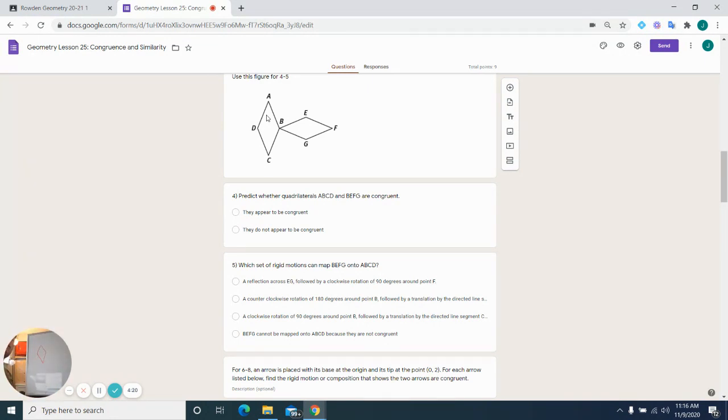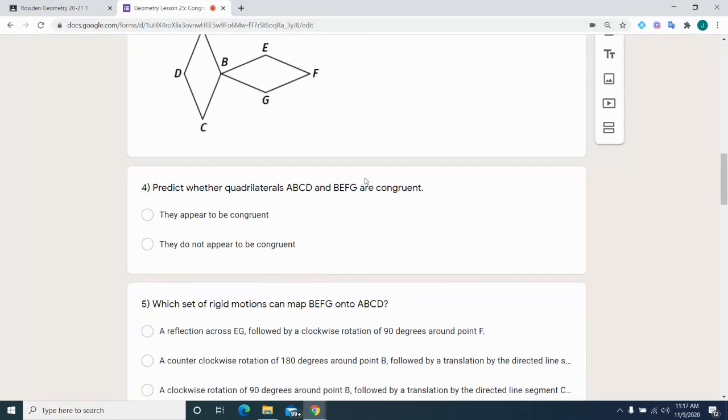So what did you think? Did you say you think they're congruent? If you said yes, you are correct, because they do definitely look congruent, and then we're about to prove it. So we have B, A, C, B, E, F, G. Okay, so since we do think they are congruent, we need to answer this.